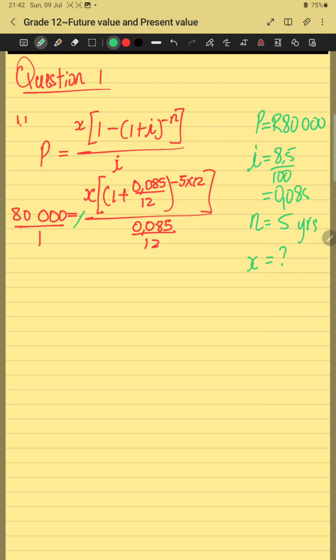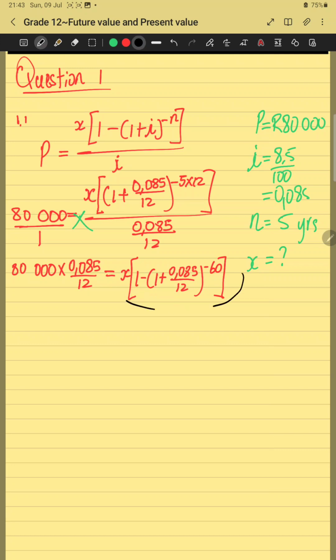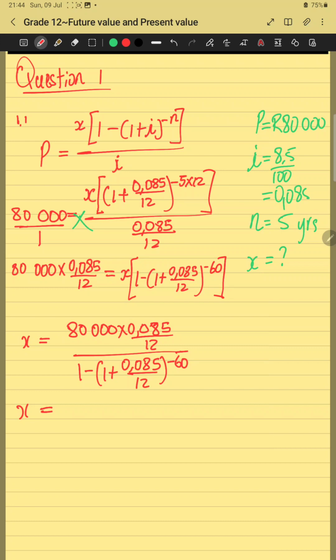And then here we're going to cross multiply. So this is what we have. Then from here we can simply divide by this value on both sides, so that we're now left with X here. Wonderful. So we're going to divide by this value on both sides. Then we can work this one out using our calculator.